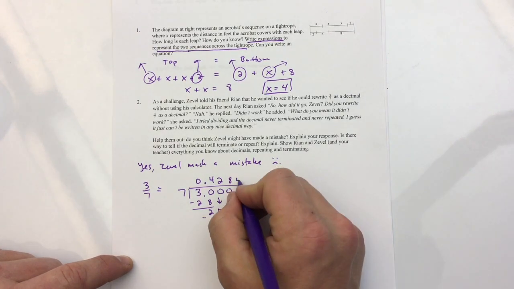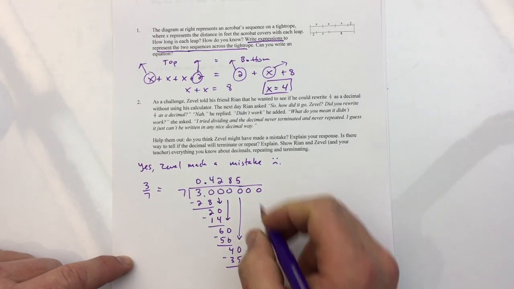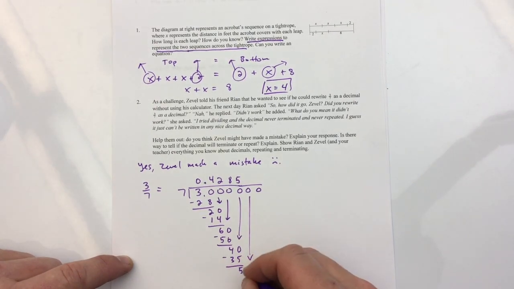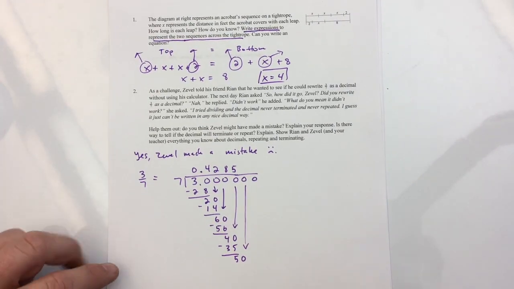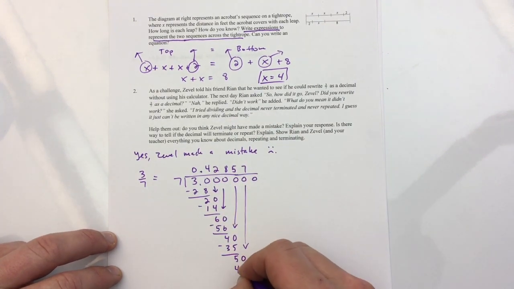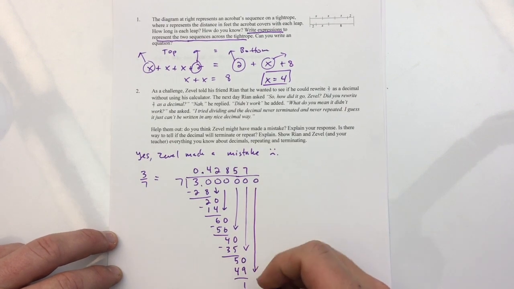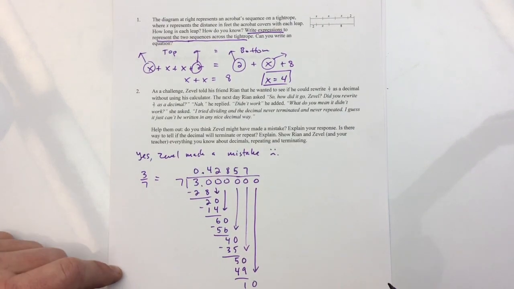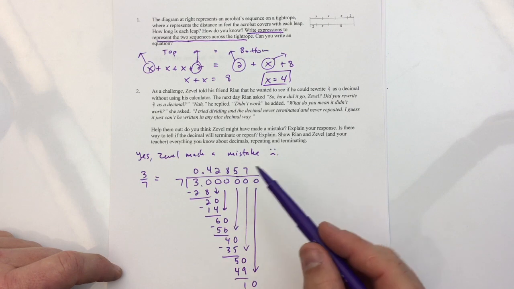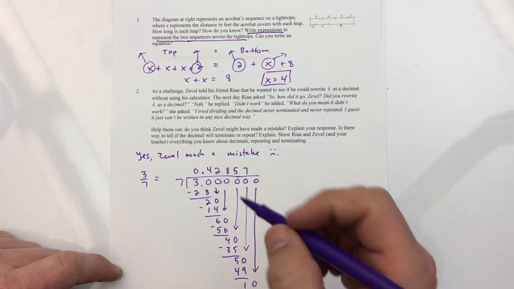7 goes into 40 5 times. 5 times 7 is 35. My remainder is 5. Bring this 0 down, and I have 50. 7 goes into 50 7 times. 7 times 7 is 49. My remainder is 1. I bring down this 0. I have 10. Now, at this point, you might be going, "Oh my God, it doesn't repeat. It's going on and on forever." I think this is probably where Zevel quit.